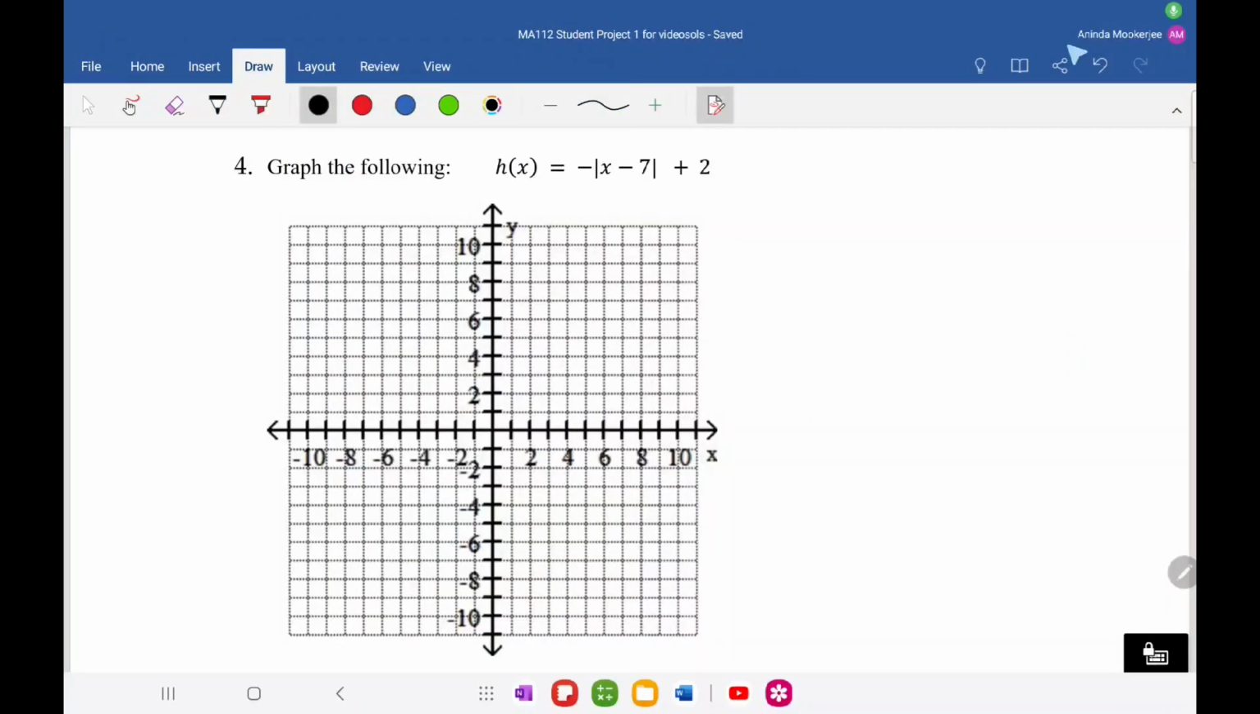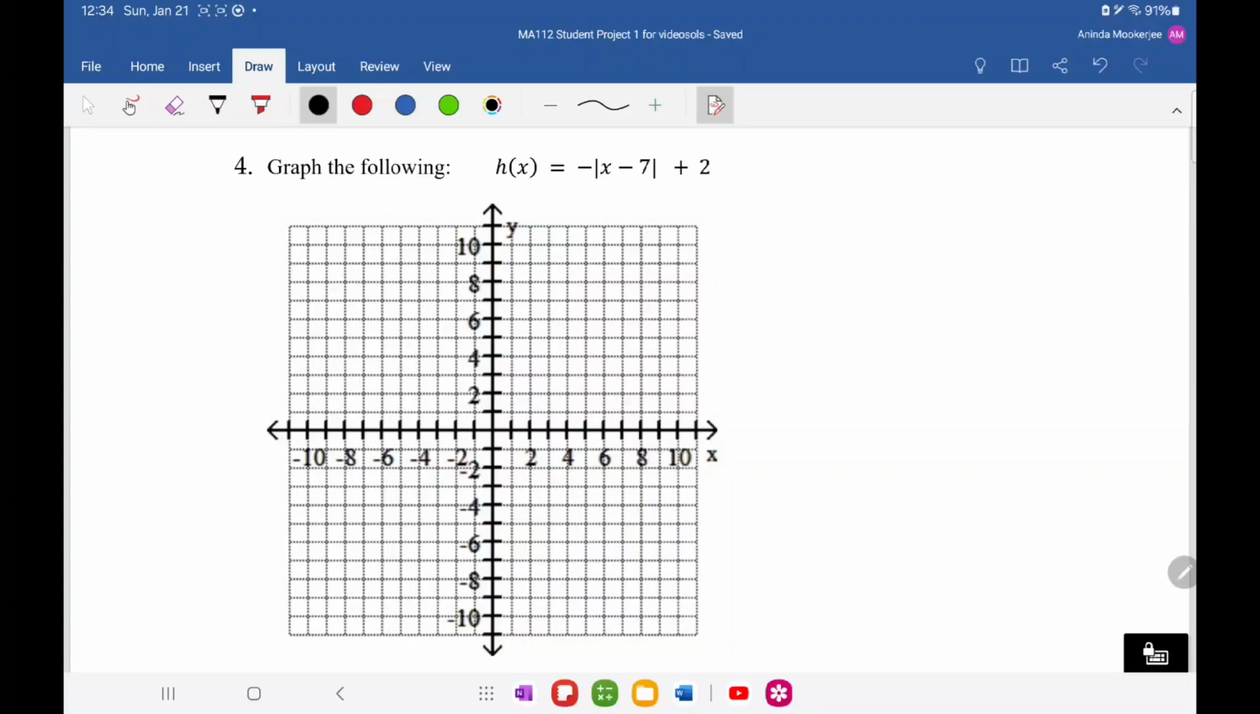Now, question number 4 is on graphing. And as we see over here, h of x equals negative absolute value of x minus 7 plus 2. So we see it involves transformation of the basic absolute value function graph. And it's a combination of transformations. It includes several transformations in one function.